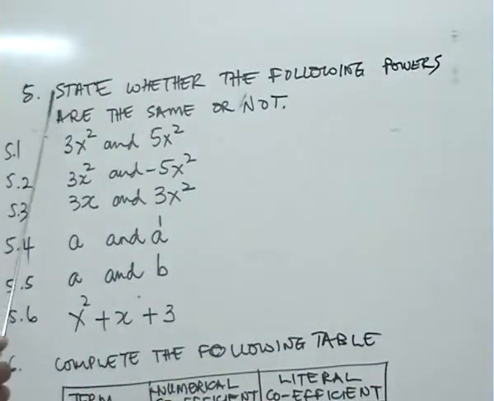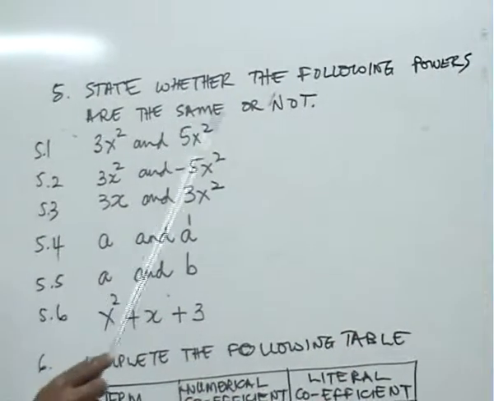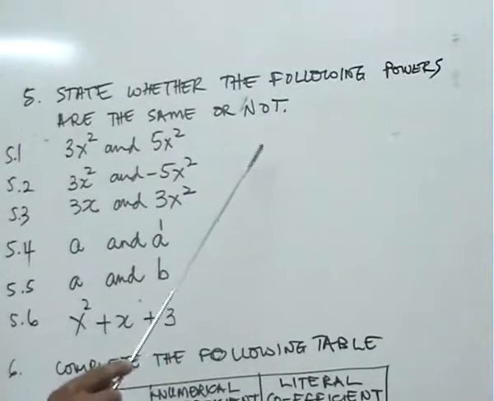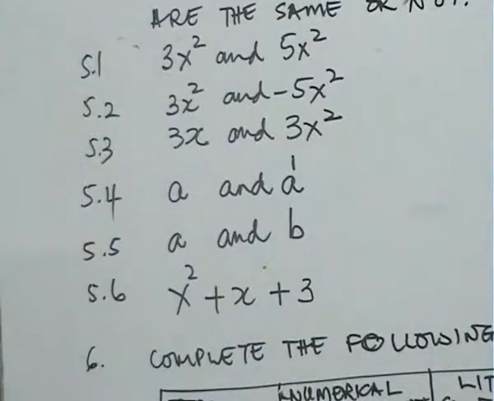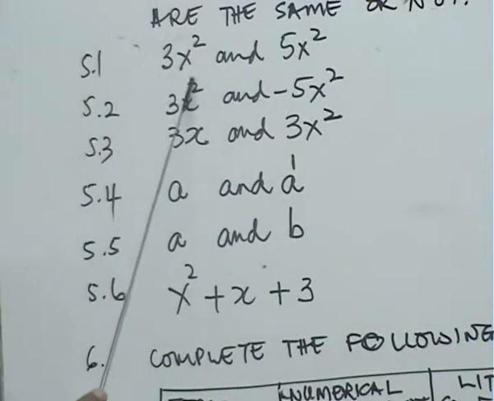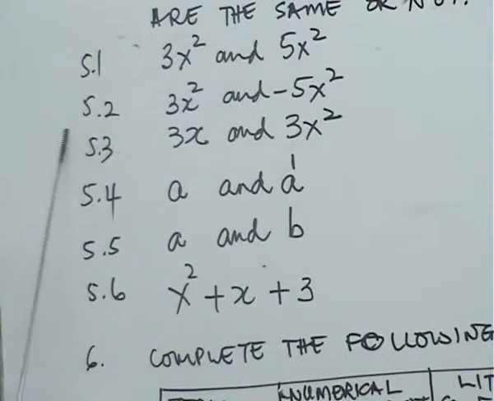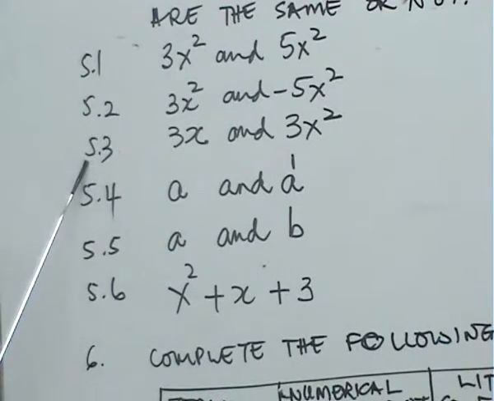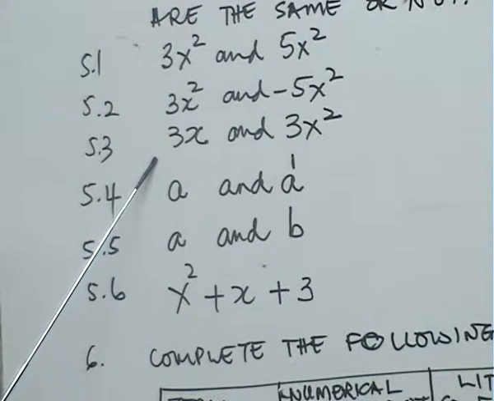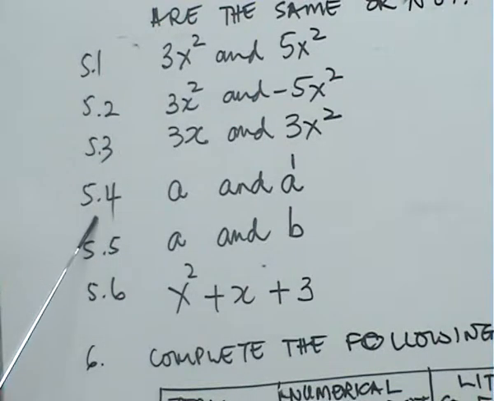Right, number 5, state whether the following powers are the same or not. In other words, after each example, just simply write here whether the powers are the same or the powers are not the same. 5.1, 3x squared and 5x squared. 5.2, 3x squared and minus 5x squared. 5.3, 3x and x squared. 5.4, a and a to the 1. 5.5, a and b. 5.6, x squared plus x plus 3.